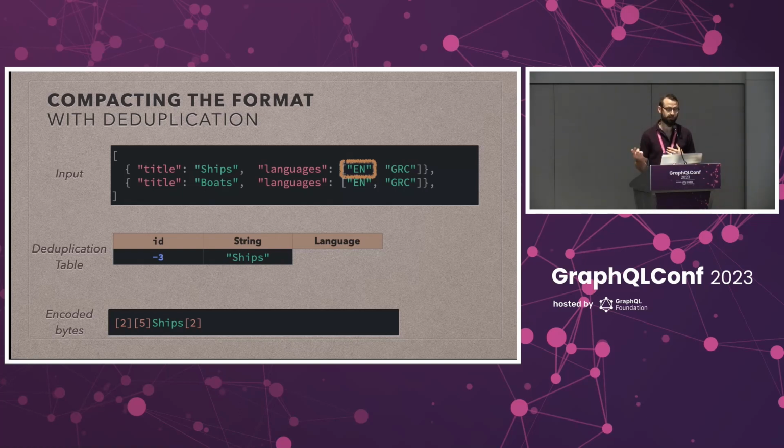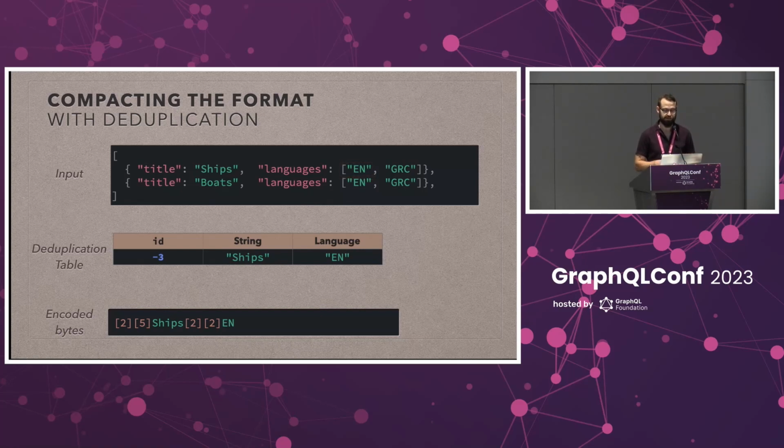We might want to deduplicate this, so let's write it into our deduplication table. We can actually share the same ID as for ships. They don't collide because we know they're different types, so we'll write en into that deduplication table, and then we'll actually write the serialized bytes into the buffer. So first we write its length, which is 2, and then the string, the UTF-8 bytes as well.